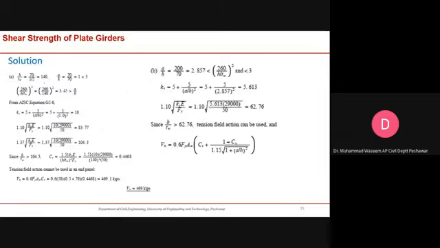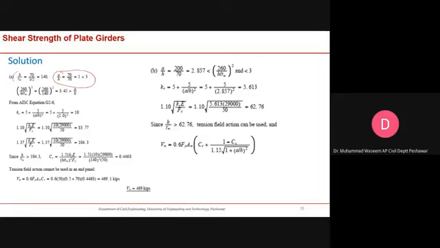First thing, you have to calculate the web slenderness classification. If you calculate the depth to thickness, you calculate the aspect ratio. Aspect ratio should be less than 1. If it is less than 1, so tension field is permitted. So this is very confusing.